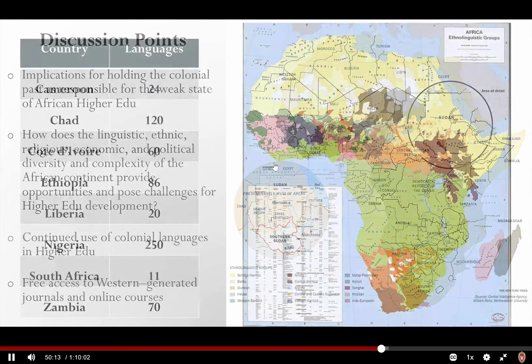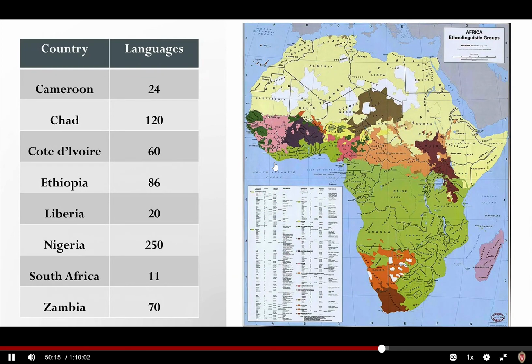So a couple more slides here to help us think about the language issue or the language complexities and other issues facing African countries. Here is an estimation of the number of languages in select African countries. Cameroon has 24, Chad has 120, Cote d'Ivoire has 60, Ethiopia 86, Liberia 20, Nigeria more than 250, South Africa 11, Zambia more than 70.